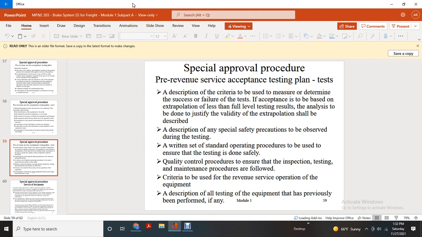Special approval for the pre-revenue service acceptance testing plan: a description of criteria to be used to determine the success or failure of the acceptance test, the results of the analysis to be done and justified, and a description of any specific special safety precautions for the test. A written copy of the standard operating procedure to be used to ensure the testing is safe, the quality control procedure to ensure the inspection, testing and maintenance procedure follows the criteria to be used to ensure the operation of the equipment, and a description of all of the tests of the equipment that have previously been performed, if any.